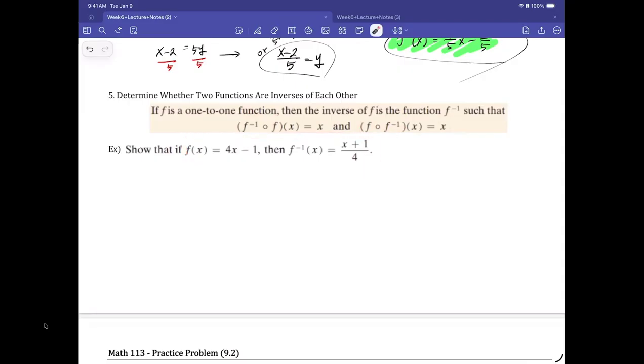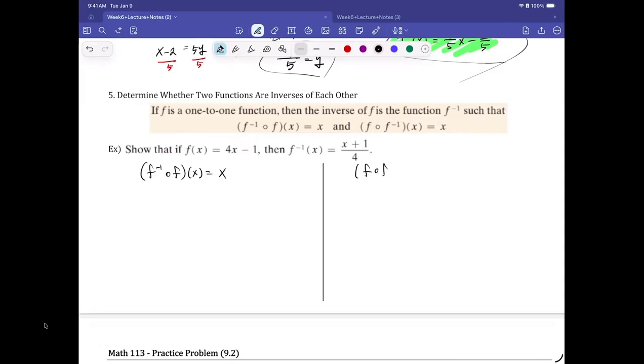So I'm going to show you this, and also this. So this composite, at the end, you're going to get x. And then this composition must be equal to x, therefore these two are inverses of each other. So let's do this.